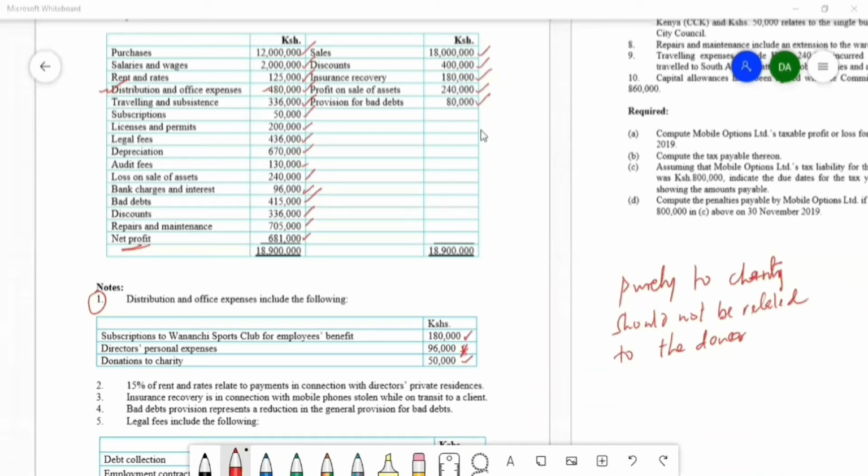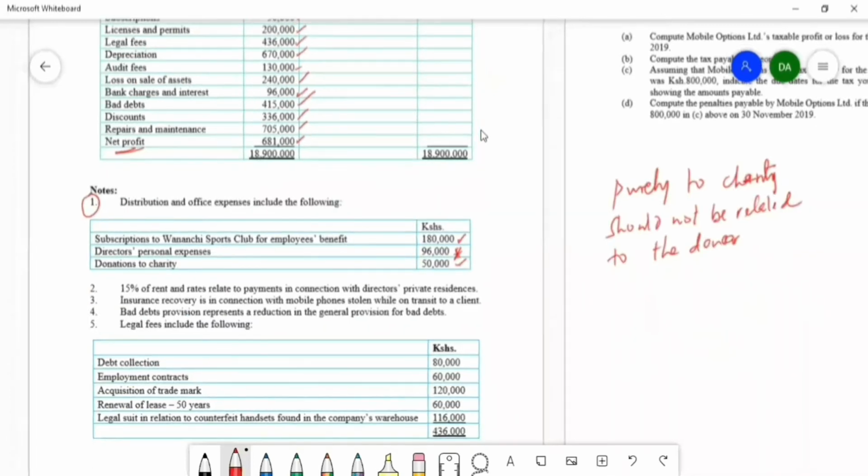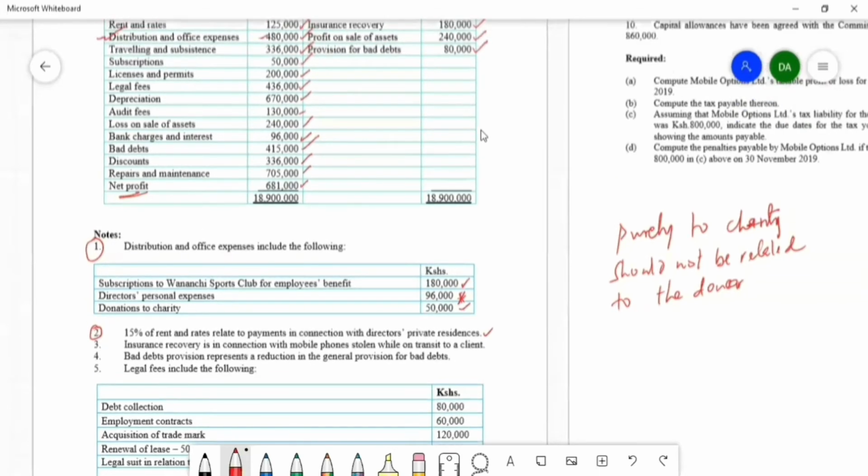Okay, next, that is about additional information number 1. The next one is additional information number 2, which says that 15% of rent relates to payments in connection with the director's private residence. And this is director's personal expense. The rent expense for the director is the director's personal expense. So 15% of that is the director's personal rent.